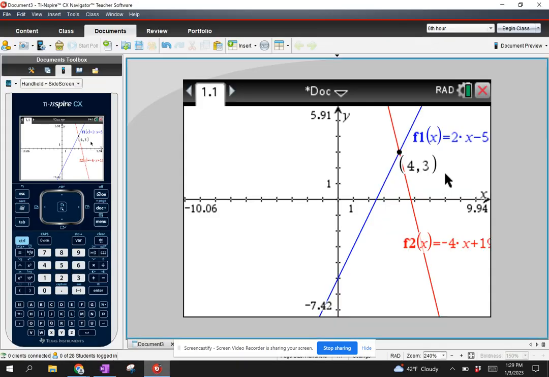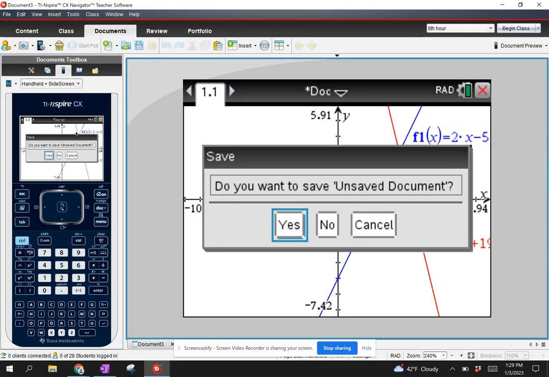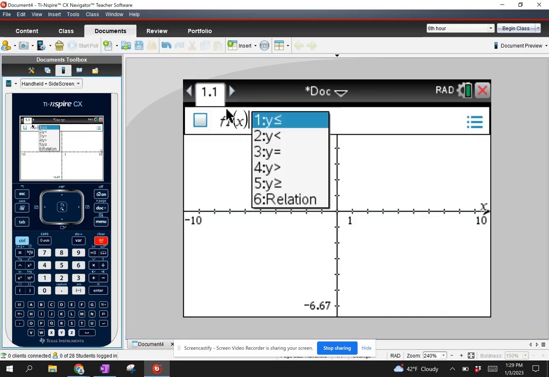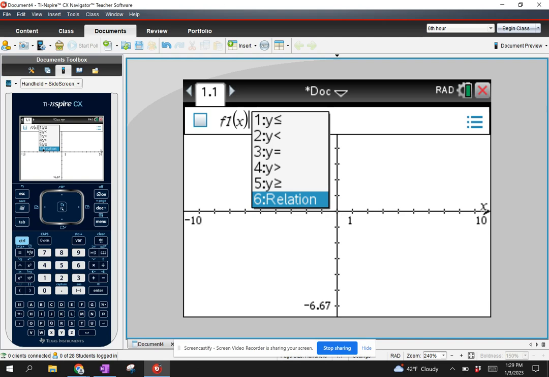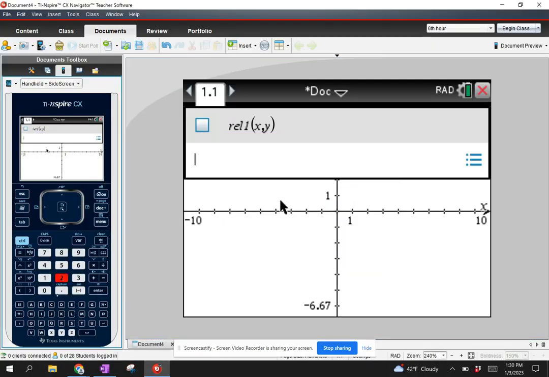Now you can check this on the graph as well. So if you want to go to relation, and then this allows you to type it into standard form. So that's my first equation. Hit tab to enter the second equation.